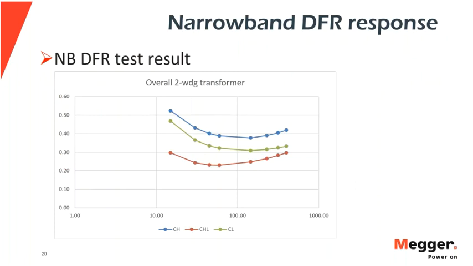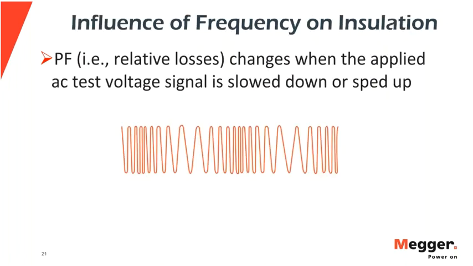So this is a sample narrowband DFR test result that we will be revisiting when we talk about analyzing narrowband DFR results. You can see it's just a smaller subset of the graph I showed you 2 slides back for a full DFR measurement. But before we get to the analysis, we need to arm ourselves with some additional understanding. We're interested in learning more about the influence of frequency on the electrical characteristics of insulating materials. We've already seen that power factor is going to change quite widely as the frequency of our test voltage changes. So let's explore this.